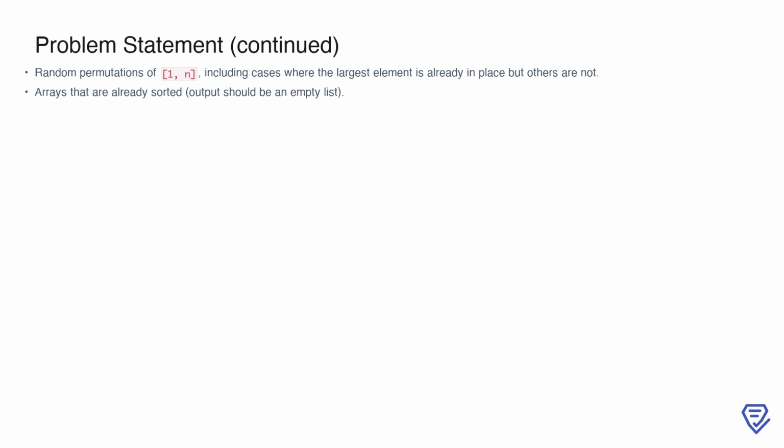Finally, this problem also covers a variety of edge cases. For example, arrays that are already sorted should return an empty list of flips, as no operations are needed. In cases where the largest element is already in place but other elements are out of order, the solution must focus on sorting the remaining portion of the array. Additionally, for arrays of maximum length, such as 100, the solution must still operate efficiently within the O(n squared) time complexity. By handling these scenarios, the problem ensures a comprehensive test of your approach to sorting permutations using pancake flips.